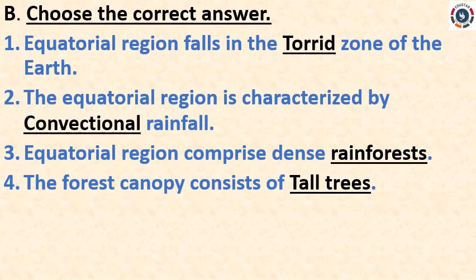Next, part B, choose the correct answer. First question, equatorial region falls in the dash zone of the earth. Answer, torrid. Second one, equatorial region is characterized by dash rainfall. Answer is convectional. Third one, equatorial region comprises dense dash rainforest. Fourth one, the forest canopy consists of dash. Answer is tall trees.